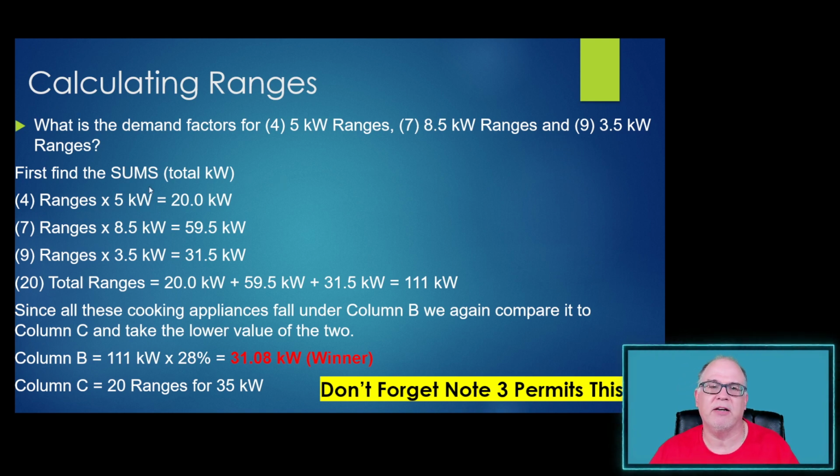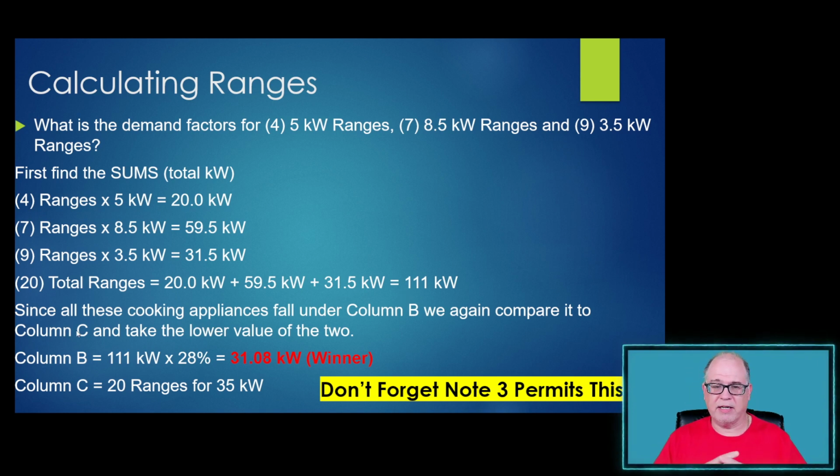All right, so first thing we need to do is determine what our sum is. So we're going to start adding them up. So I have 4 5 kW, so I'm going to do 4 times 5, that's 20 kW, okay? And next thing I'm going to do is I'm going to add 7, so I have 7 times 8.5, that's 59.5 kW. And then I've got 9 3.5 kW, so I'm going to add those up, so that gives me 31.5 kW. So I've got total, that many, total. Okay, so I'm going to add them all up, 20 plus 59.5 plus 31.5, that gives me 111 kW.